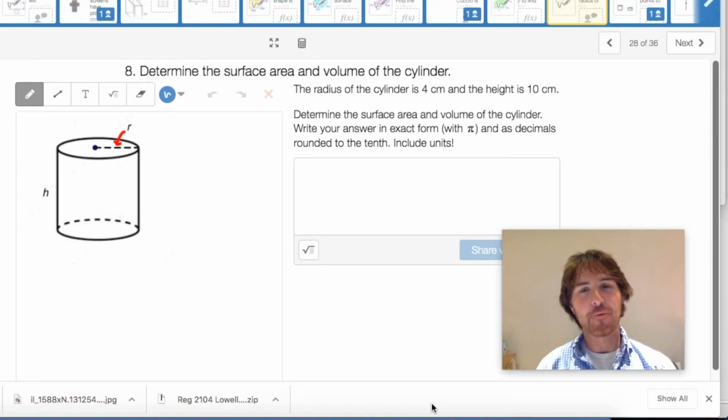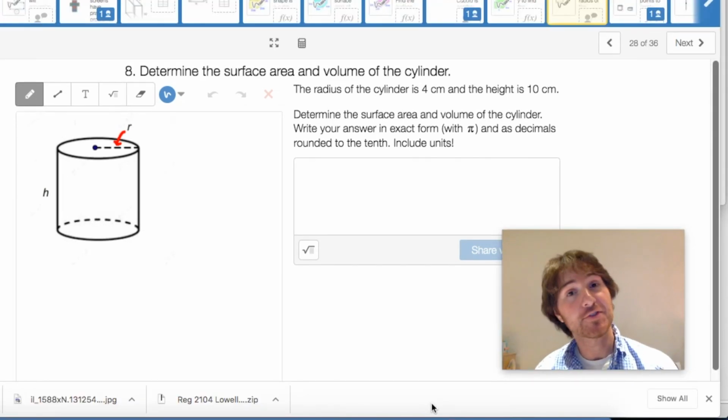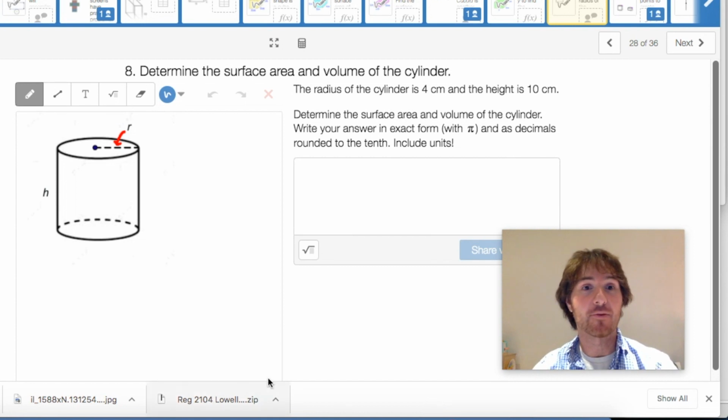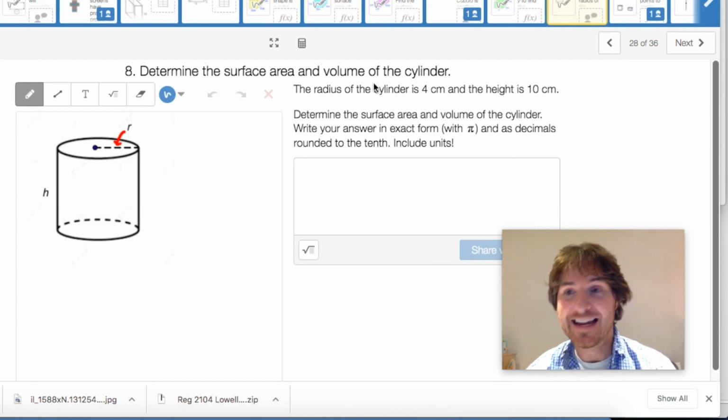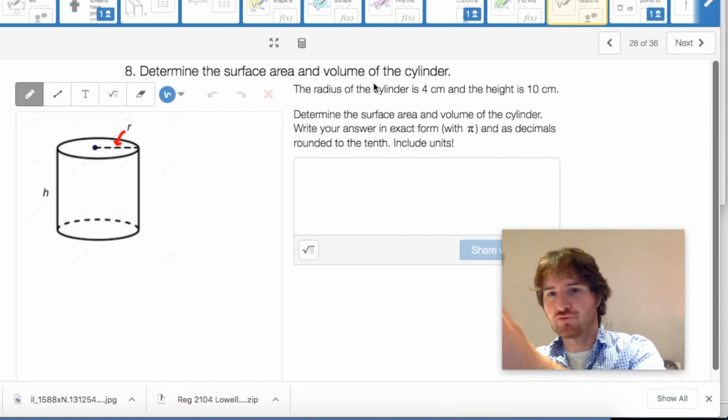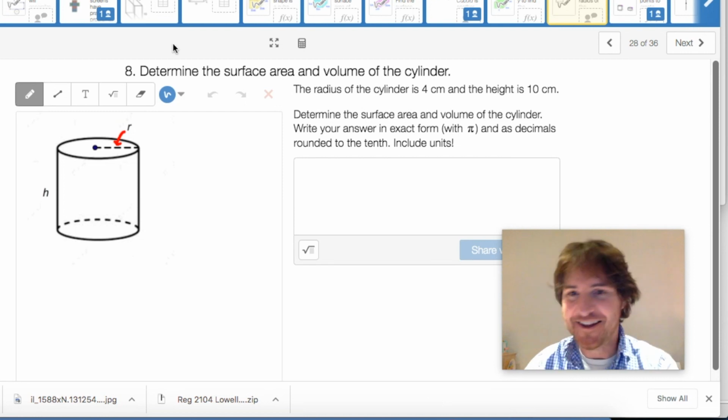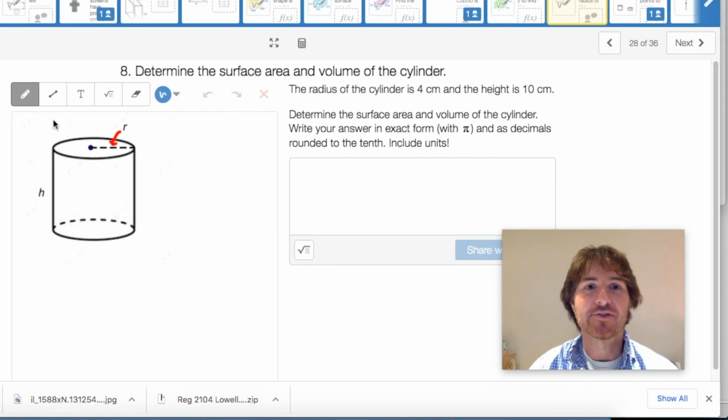Bye, guys. Hey, welcome back, guys. I'm here post-senior award show. So we're going to wrap things up here with some cylinders. Radius of the cylinder is 4 centimeters, and the height is 10 centimeters. Again, my thing is not working. It's working in class today, but it's not working. There we go.